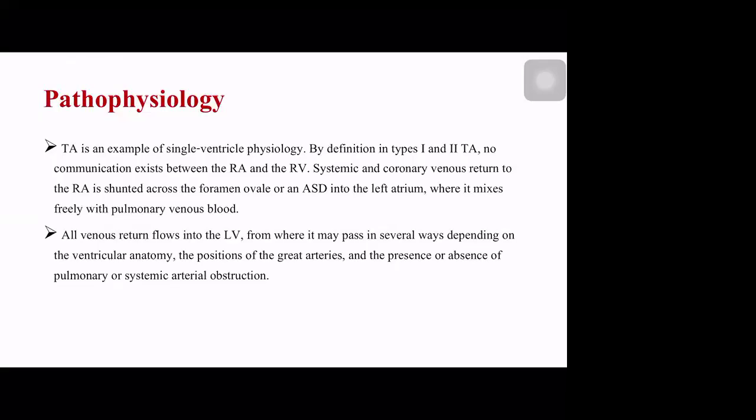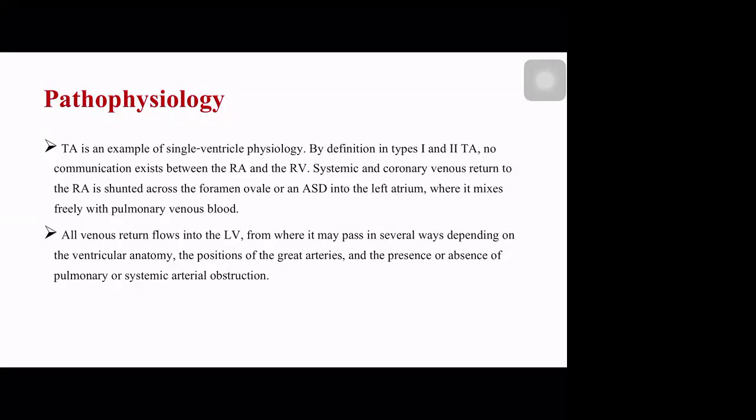Now, coming to the pathophysiology. Tricuspid atresia is an example of single ventricle physiology. By definition, in types 1 and 2, no communication exists between the RA and the RV. So, systemic and coronary venous return go to the right atrium, across the foramen ovale or the ASD into the left atrium, where it mixes freely with the pulmonary venous blood.